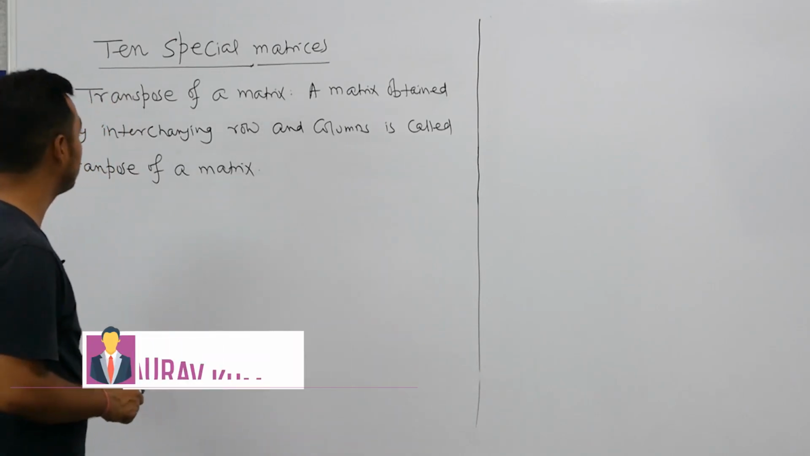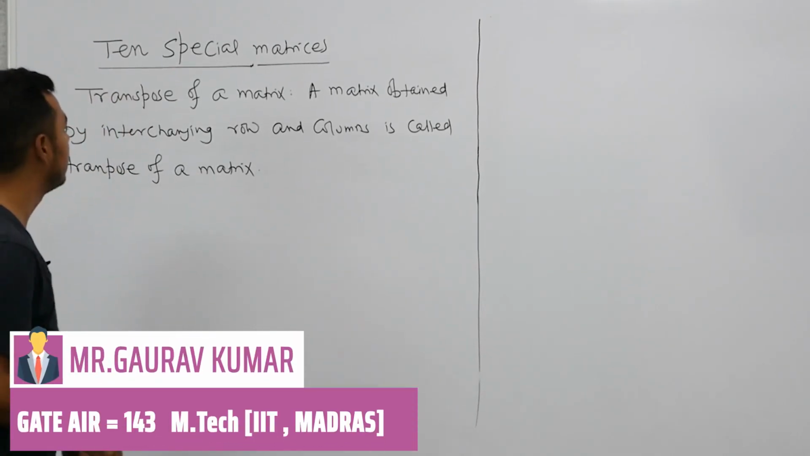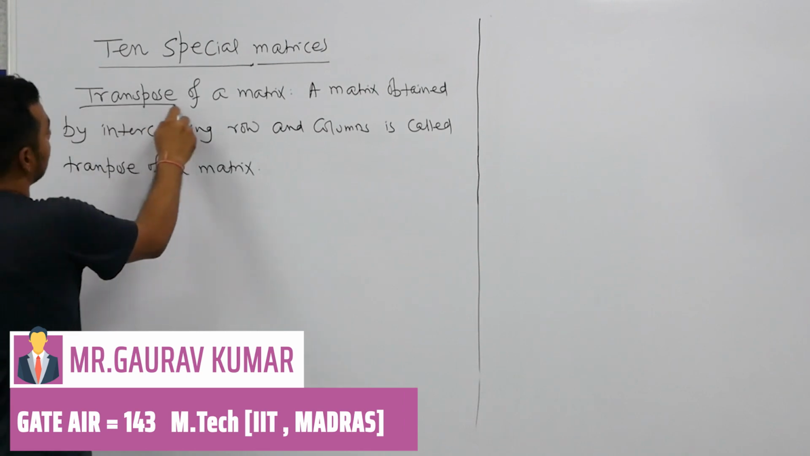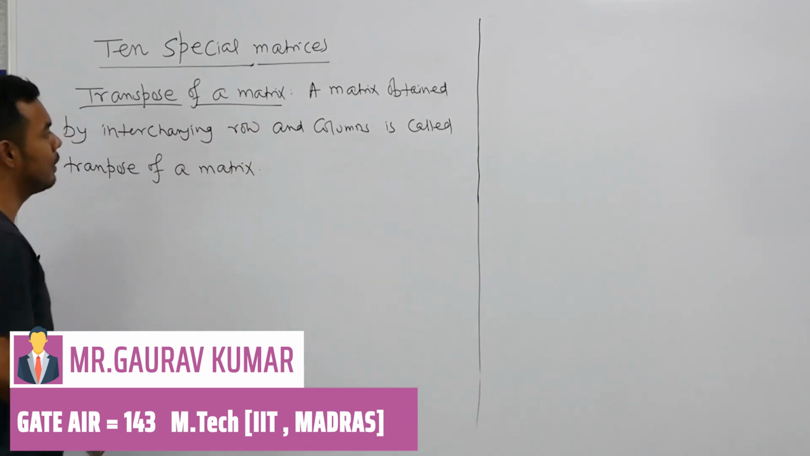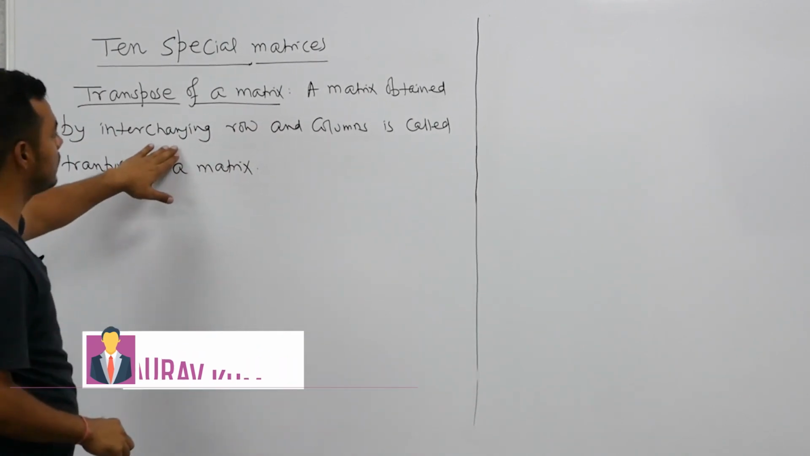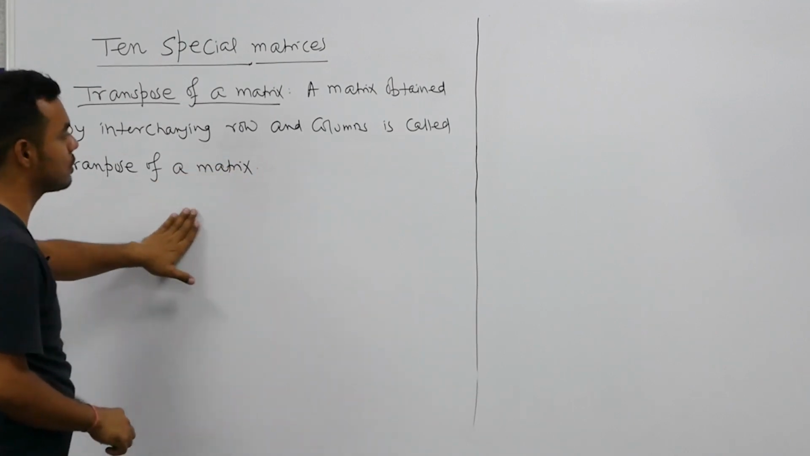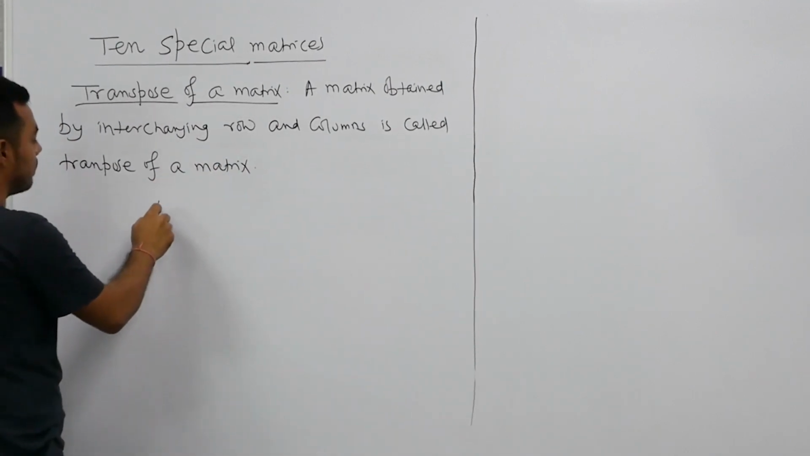Okay, so next we have to learn 10 special types of matrices, but before that we will learn transpose of a matrix. The definition of transpose is: a matrix obtained by interchanging rows and columns is called the transpose of a matrix. So this is a very basic concept.